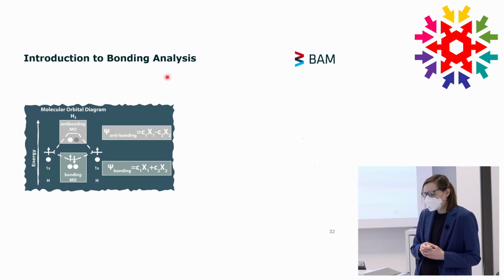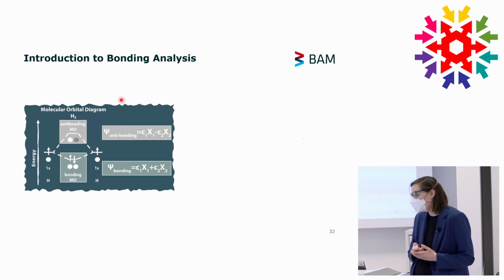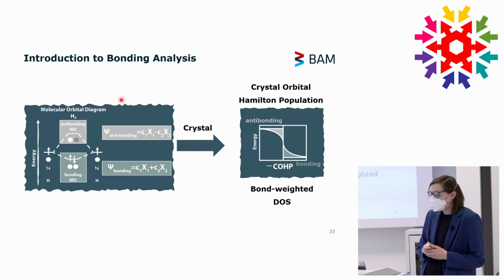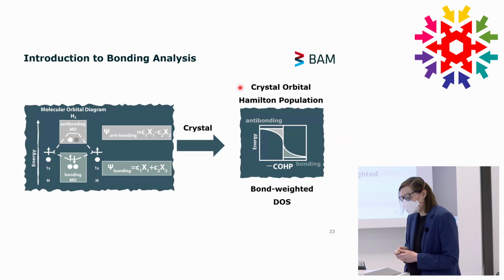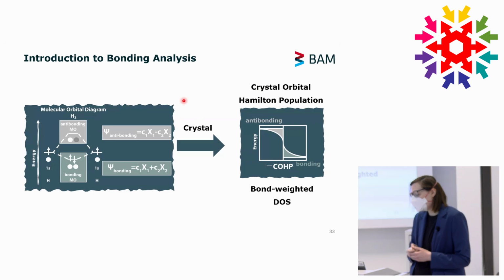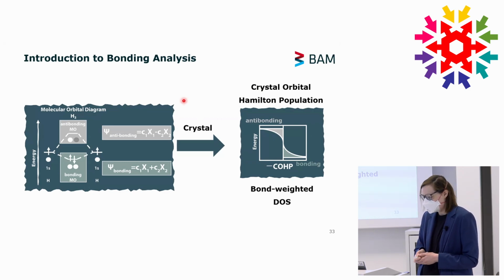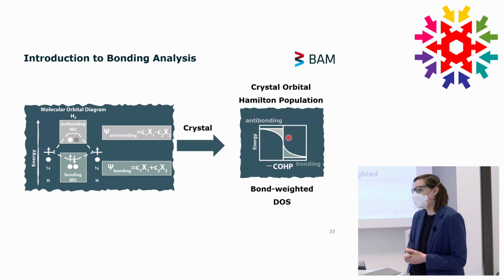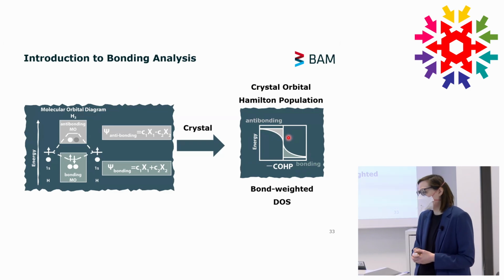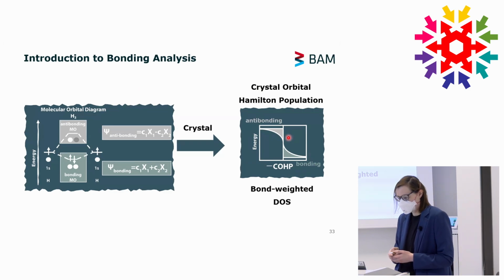So the kind of bonding analysis that we do is connected to this very simple molecular orbital diagram, where you typically, when you look at a molecule, can distinguish between bonding and anti-bonding molecular orbitals and can figure out bond strengths. And we also can do that in the solid state with the Crystal Orbital Hamilton Population, which is essentially a bond-weighted density of states. So you can find out about bonding and anti-bonding interactions. And if you integrate the COHP up to the Fermi level, you have something like a quantum chemical bond strength. And this is something that we're using as descriptors in our models.